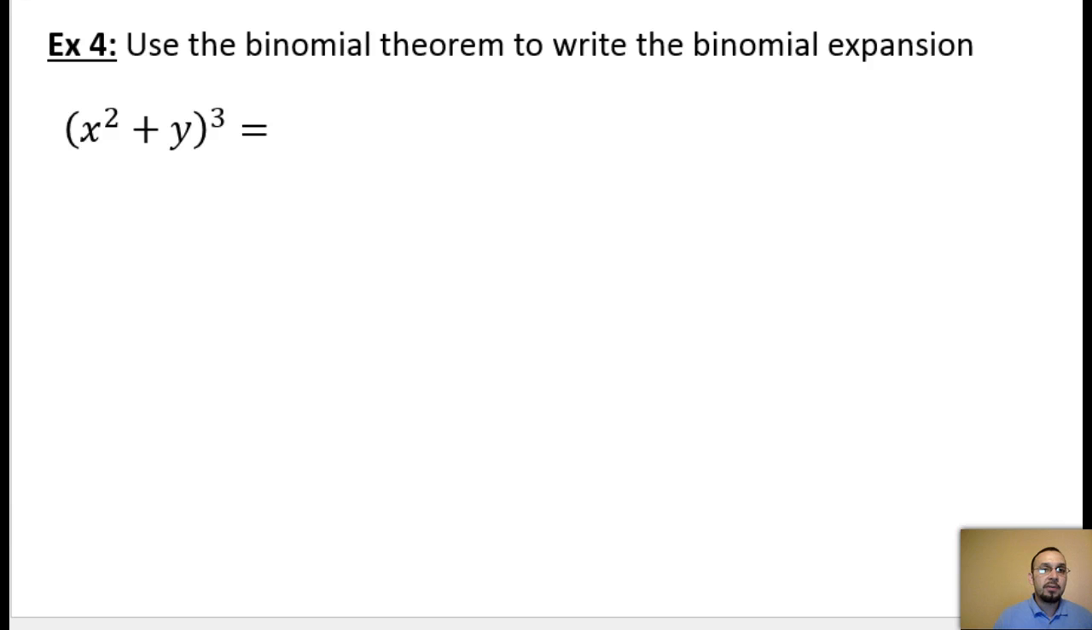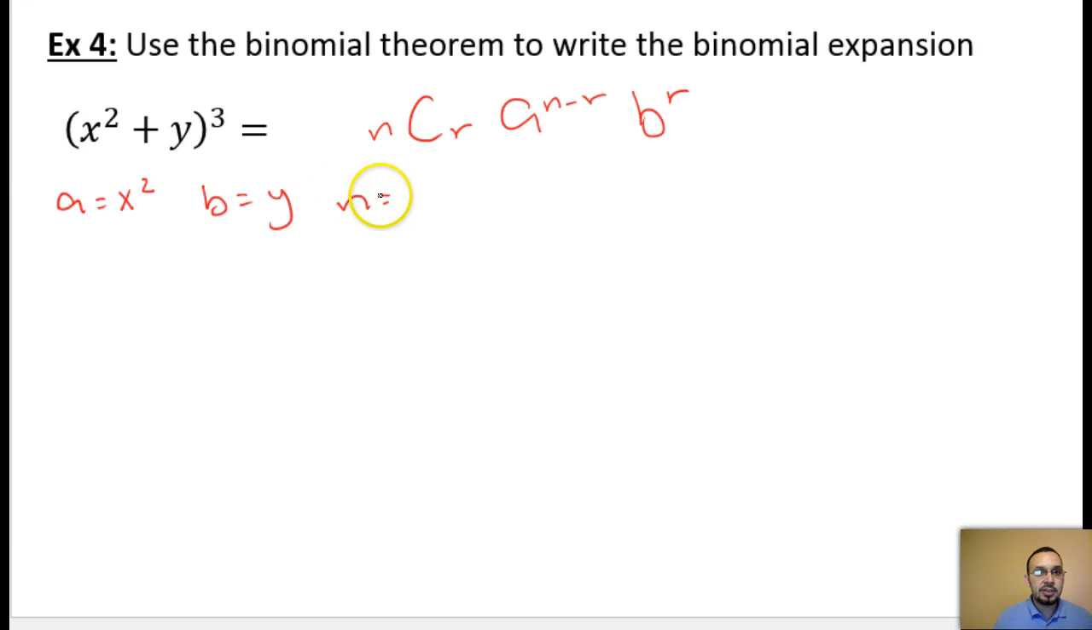So again, we know for a fact, or I've told you guys, that we're dealing with n choose r of a to the n minus r, b to the r power. So this is where things might get a little confusing. What is my a value here? Well, my a value here is x squared. My b value here is y, and my n is going to be 3. I'm going to just plug things in.